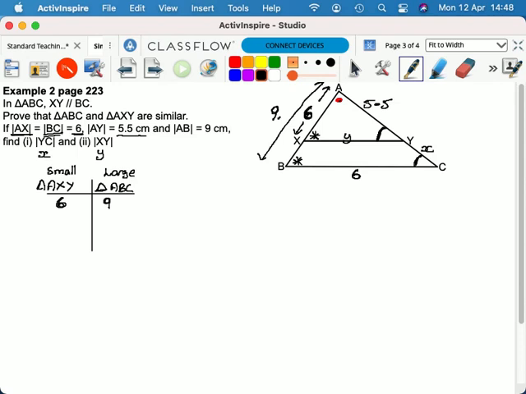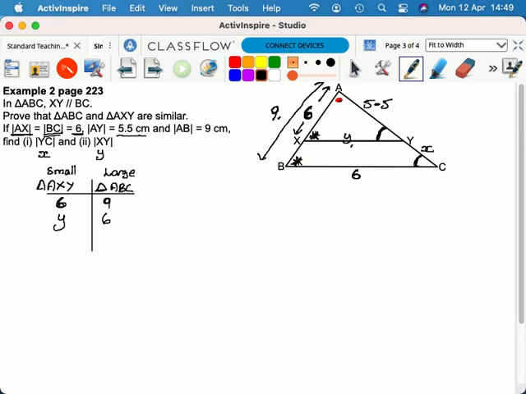Now I'm going to go to the small triangle again. I'm going to look at y. On the small triangle, what does y correspond to? Well, y is in between the snowflake, the asterisk, and the single curve. So on the large triangle, what's in between the asterisk and the single curve? 6. In between the asterisk and the single curve is 6.